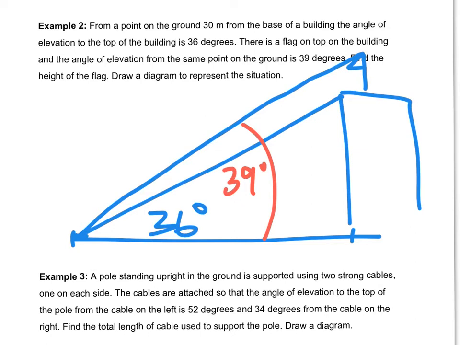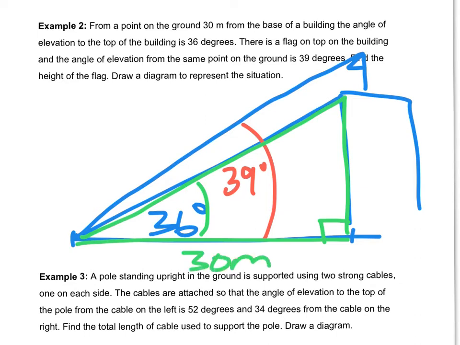So here's how I would go about this. Look at what I'm going to draw in green. What I've covered in green there is the right triangle with a 36-degree angle in it. We know that we're 30 meters from the base of the building. So if I use that green right triangle, what I'm finding is the height of the building. You can again use the tan ratio to do that.